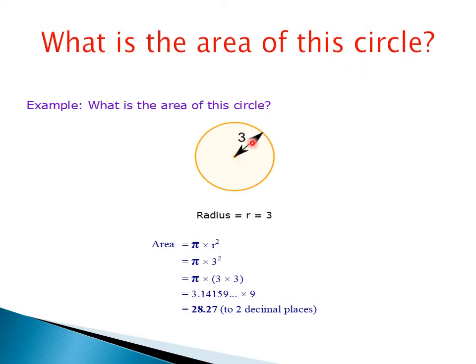Now what is the area of a circle? This is called radius. How much radius is given? 3. So area equal to pi into r square. So pi into 3 into 3. What is the value of pi? 3.14159 into 9, and we will get 28.27. This is the area of a circle.